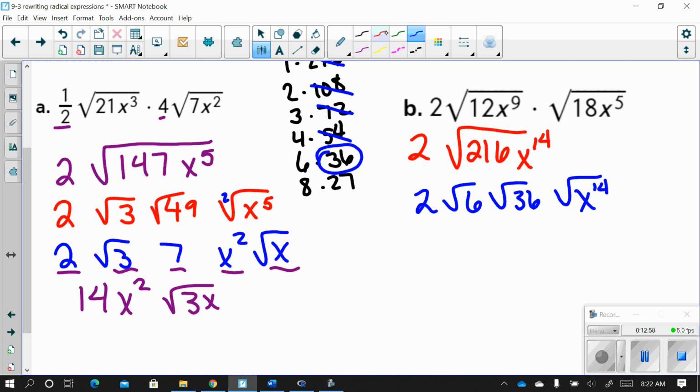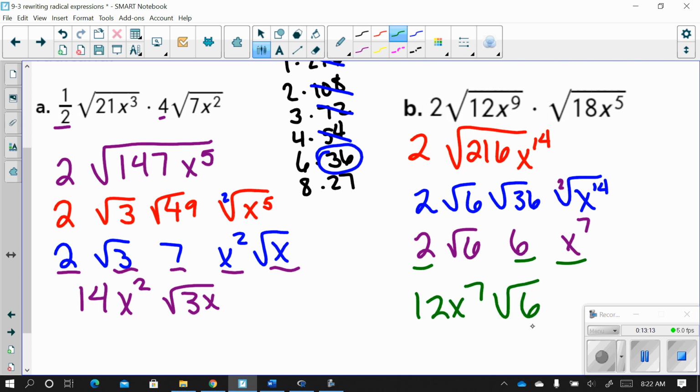Okay, go ahead and go through them. 2, square root of 6, square root of 36 is just plain old 6. And remember, 2 goes into 14 7 times. So I pull out an x to the 7th. Multiply everything without a radical, so 12 x to the 7th times the square root of 6.